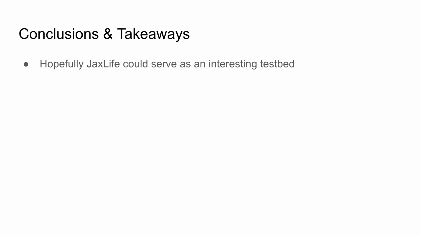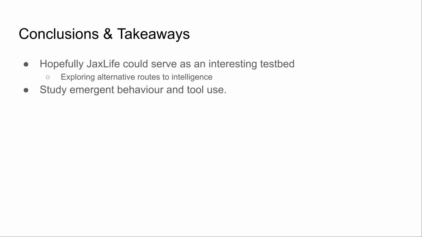Then just quick conclusions and takeaways from this project. We hope JaxLife could serve as an interesting test bed to study these questions of intelligence, how that emerges, and potentially whether there are alternative routes to intelligence than what we as humans effectively ended on. We can also study tool use by looking at how these agents use their robots. Furthermore, we hope our simulation can enable running the simulation with different features turned on and off to see what the effect of those is on some properties that we are interested in studying.